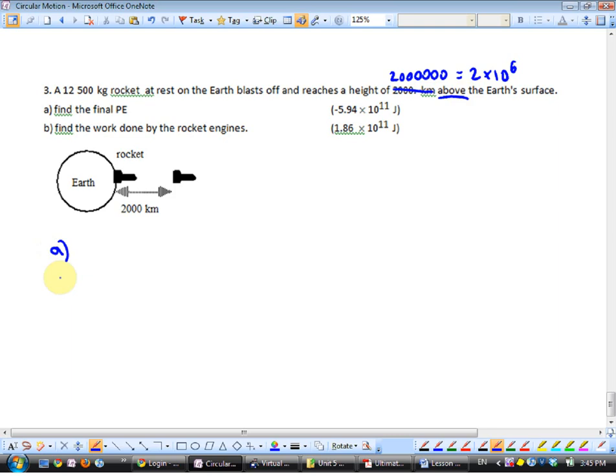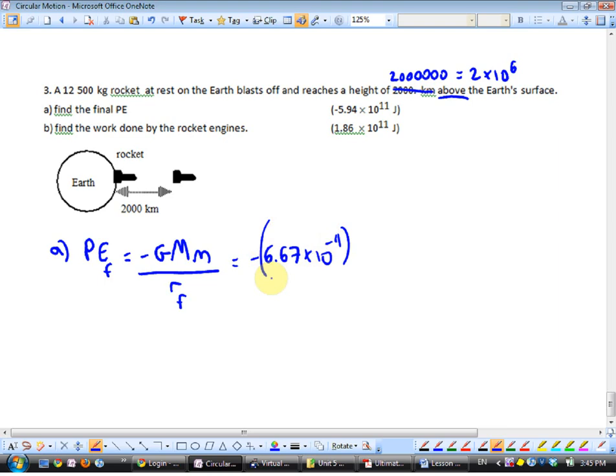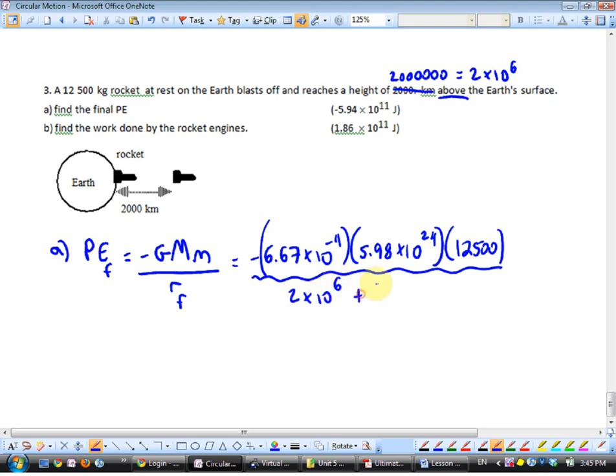Okay. Potential energy final is going to be negative big G, big M, little m over R final. It's going to be negative 6.67 times 10 to the negative 11, Earth, yep, 5.98 times 10 to the 24th, times 12,500, divided by, what's my final radius? Well, it's an altitude of 2 times 10 to the 6th, but I also have to include the radius of the Earth. That's my final distance from the middle of the Earth. Is that okay, Brandon? Could you type that in and get the right answer? Then I won't worry about it because the answers are there and part of your homework anyways.